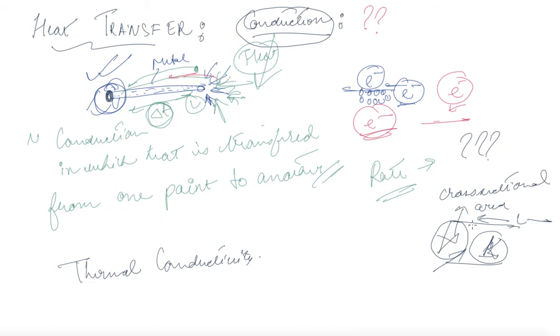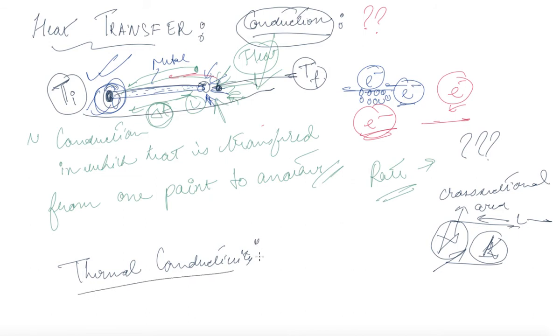Also, suppose at this point you apply a temperature T final, and here you apply T initial. So the difference in temperature, say this is the temperature now and this is the initial temperature, is the difference in temperature. What is the difference in temperature over here to that over here? All these factors will give you the relation for thermal conductivity. And the relation for thermal conductivity is given as such.